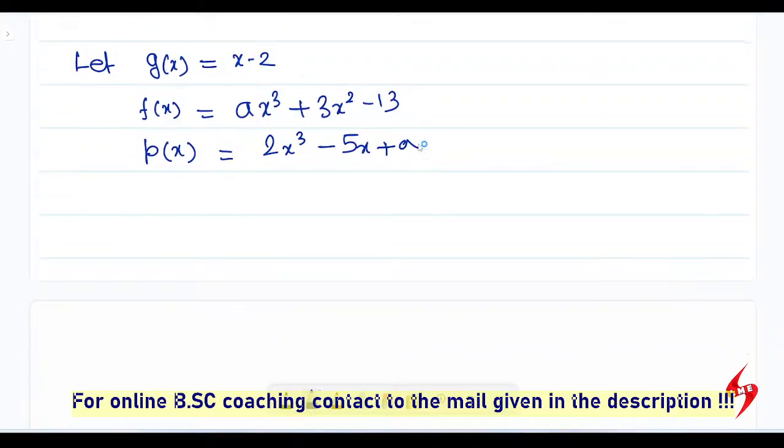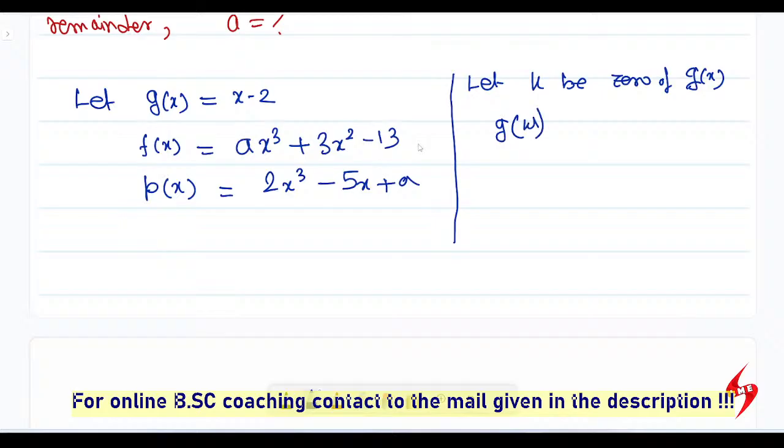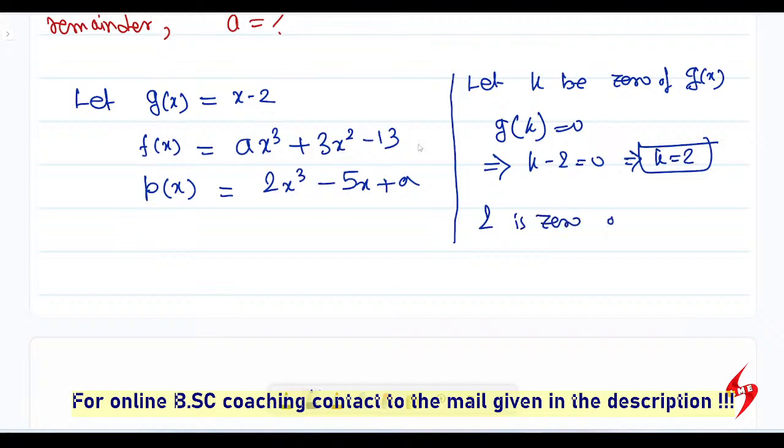So at first we should find out the zero of the divisor. Let k be the zero of g of x. So g of k should be 0, and that is k minus 2 equals 0. So k equals 2. So here 2 is the zero of g of x.